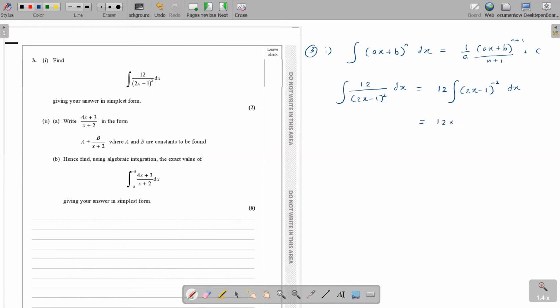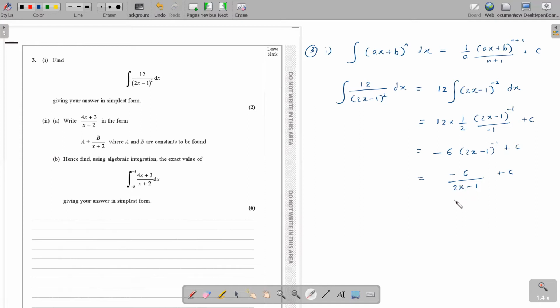So 12 times 1 over a, it's going to be 1 over 2 times (2x minus 1) to the power, you add 1 to the power minus 2, plus 1 is minus 1, isn't it? Divide by minus 2 plus 1, which is minus 1, plus c. So rearrange the whole thing nicely. When you rearrange it in an orderly way, the negative sign comes from 12 over 2, that's a 6, and you get (2x minus 1) to the power minus 1 plus c. If I arrange it a little bit more, I get minus 6 over (2x minus 1). The power negative 1, I brought it down and it became (2x minus 1) to the power plus 1, right?